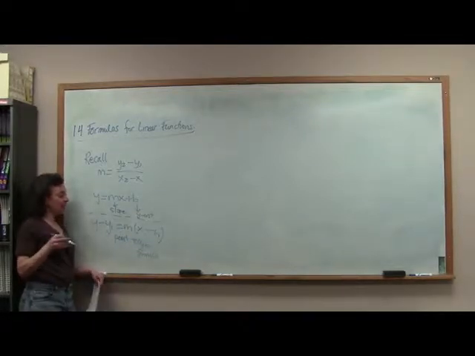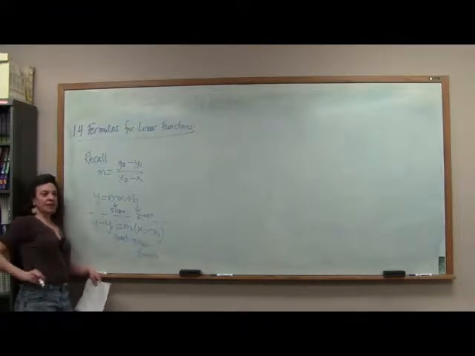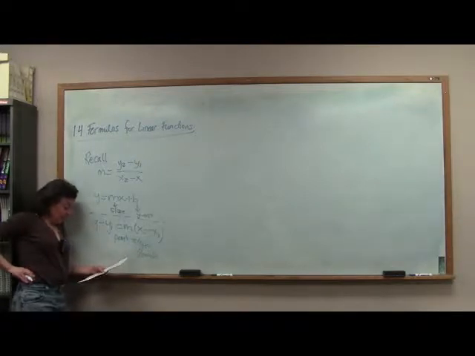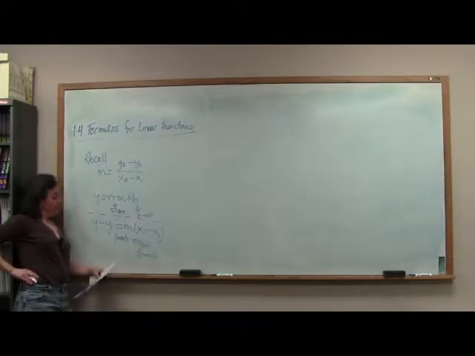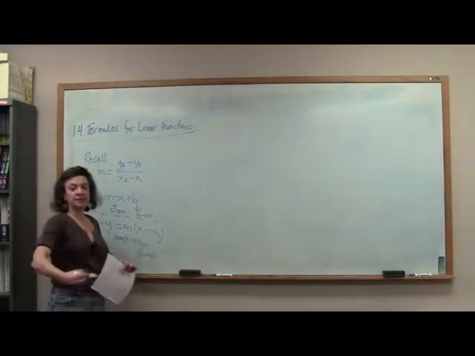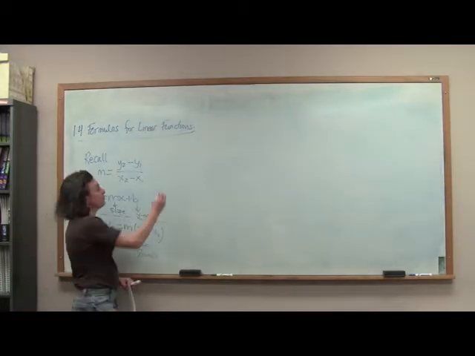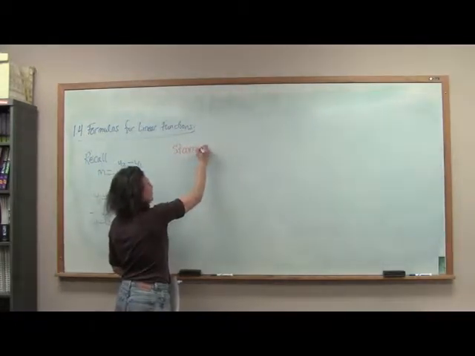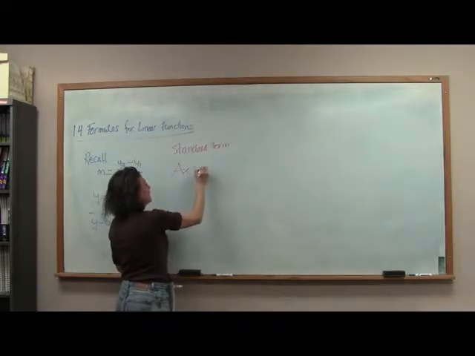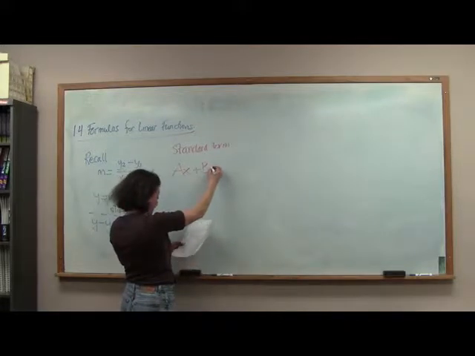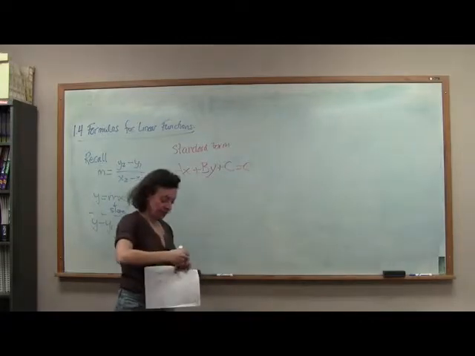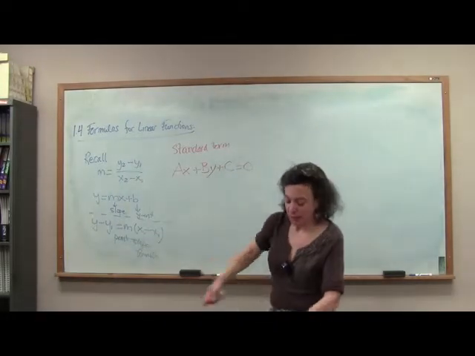Okay? I will tell you that once you find the equation of a line, more often than not, I'm going to actually ask you to solve it for y. Now, there's one other form for a line, and I'm going to write it in red simply because I never use it. This is called standard form. And what that looks like is a times x plus b times y plus c equals 0.